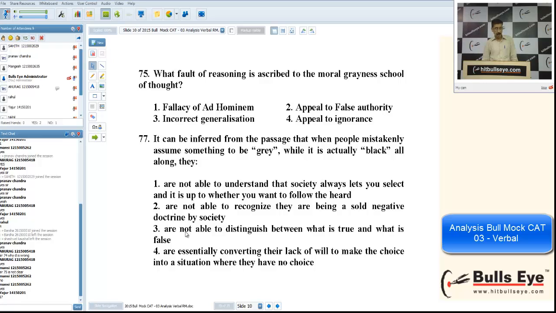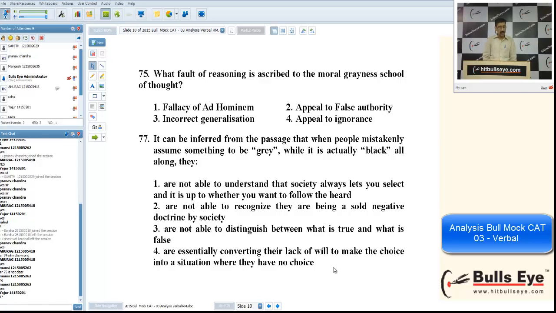They know what is true, what is false, but in order to save themselves, they'll call that particular activity grey. Third also, technically wrong. They are essentially converting their lack of will to make a choice into a situation where they have no choice. They had choices, but they picked the wrong one. But in order to save themselves, they call this black as grey. So first is the best option.